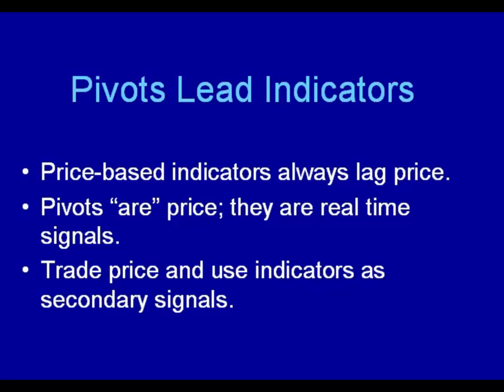All right, pivots are lead indicators. All indicators are lagging. All right, price-based indicators, MACDs, RSIs, all that, they lag. I think the only one that is about as fast as price as possible is the CCI, and that's one of the reasons why we use it. But still, it's based upon price. So pivots are price, and they're real-time signals, so we want to make sure that we identify those pivots. All right, so trade the price. You can't trade an indicator.